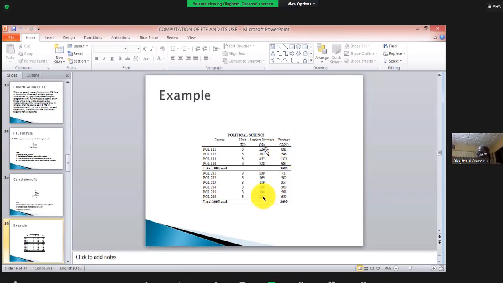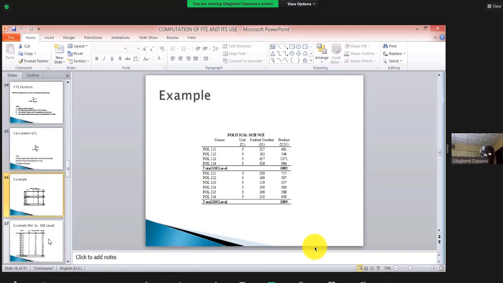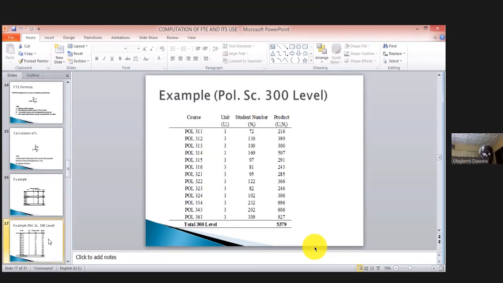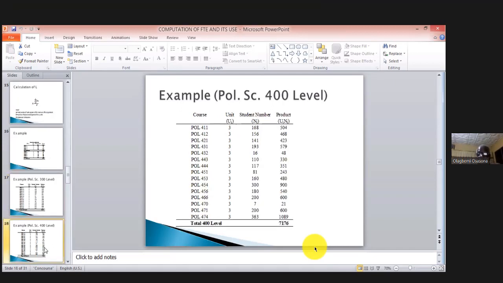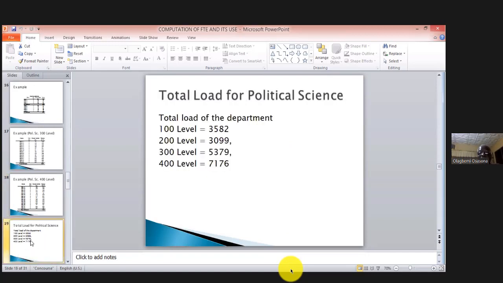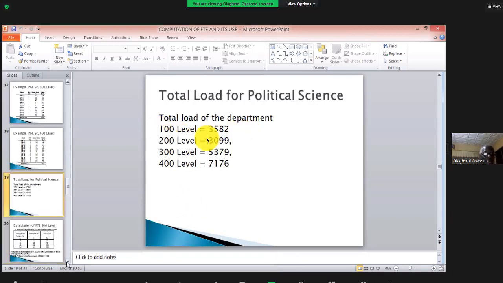Do that for each level, 100 level, 200 level, 300 level, and get the total for each level. You do it for 400 level, all the levels. Get the total. For instance, the total for 400 level is 7,176. Sorry, 7,176. So you calculate these for all the levels. This is just a summary of the total of all the levels.